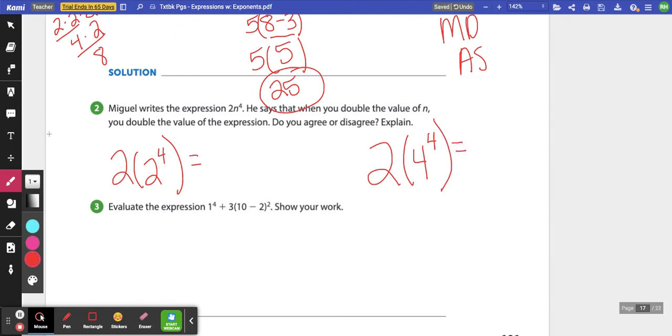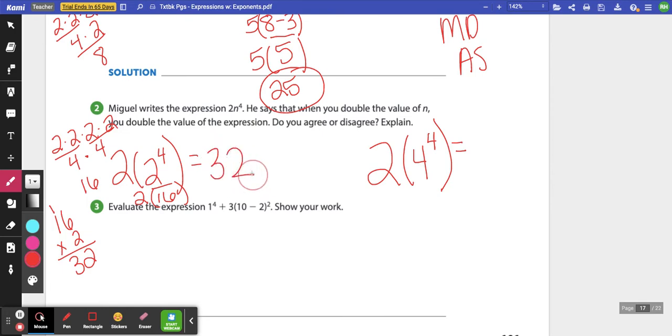So 2 to the power of 4 would be 2 times 2 times 2 times 2. 2 times 2 is 4. 2 times 2 is 4. 4 times 4 is 16. So that's my exponent. And then I've got 2 times 16. 2 times 6 is 12. 2 times 1 is 2 plus 1. So here we get 32.